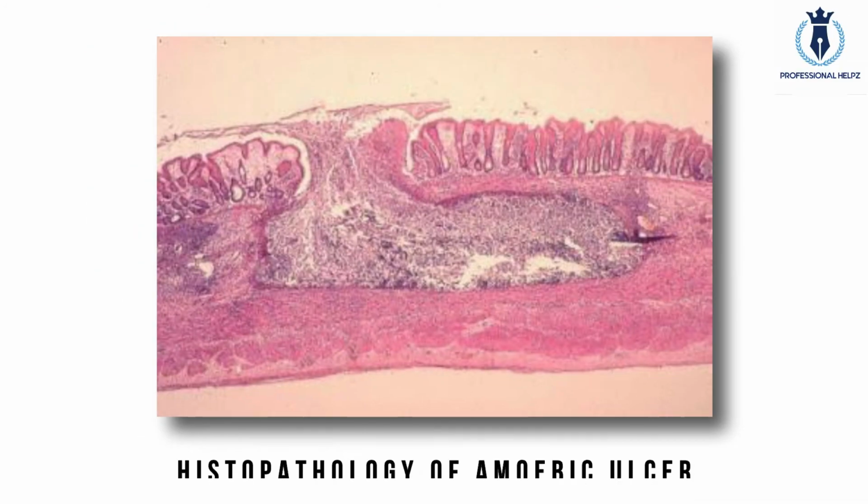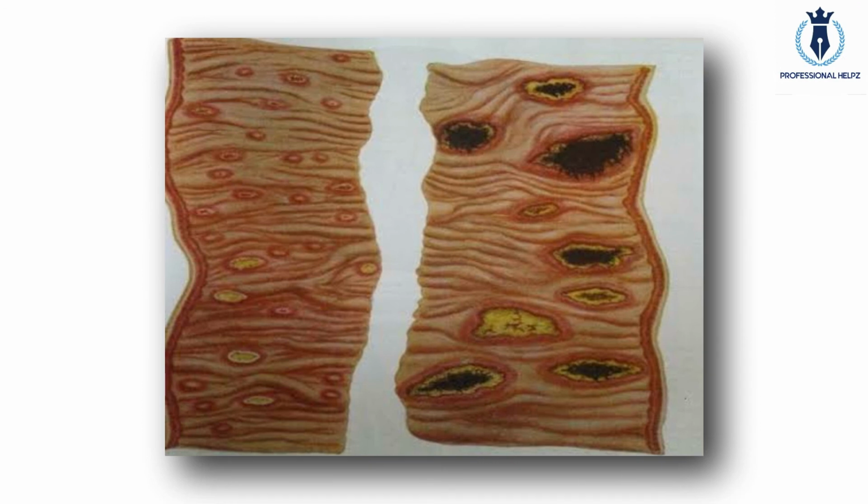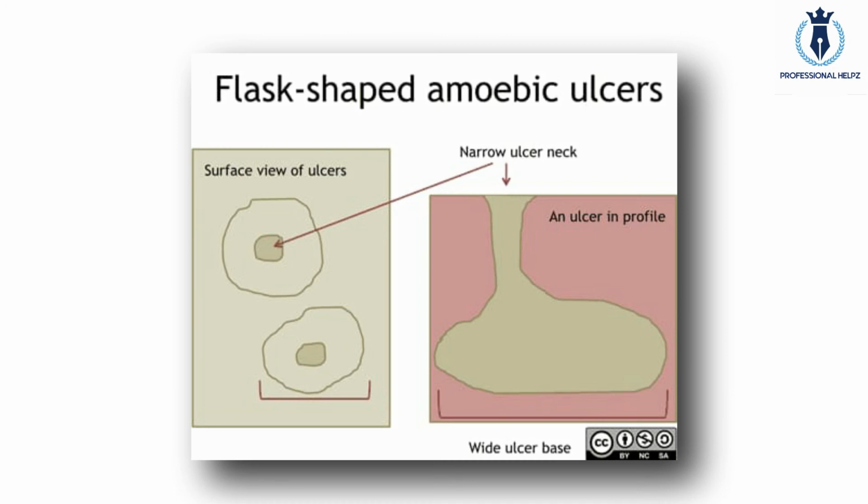The ulcer appears initially in the mucosa as raised nodules with pointing edges. The typical amoebic ulcer is flask-shaped. Multiple ulcers may coalesce to form large necrotic lesions with ragged and undermined edges covered with brownish slough.